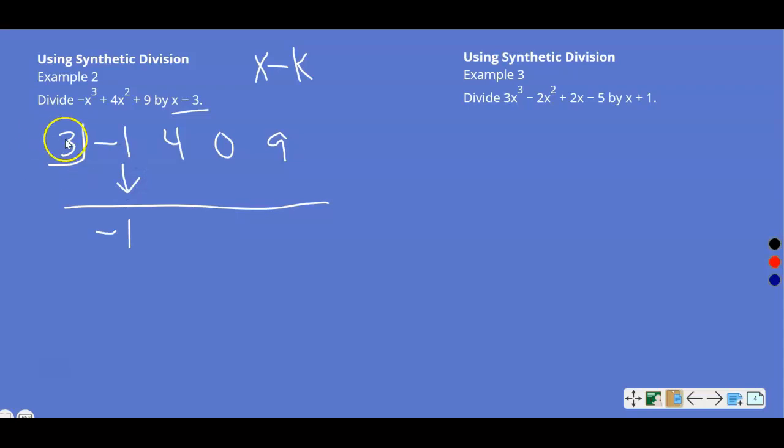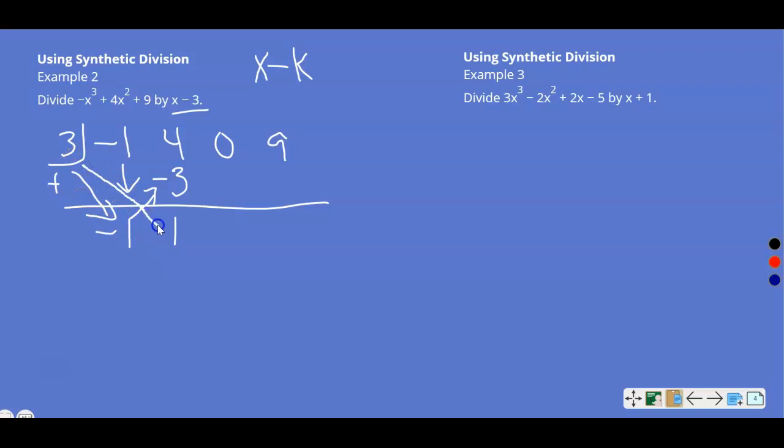All right, then you're going to multiply by the 3. Okay, 3 times negative 1, and that goes here. So you're going to multiply here, and you place the number here. So 3 times negative 1 is negative 3. And then you add from here on out. So 4 minus 3 is 1.